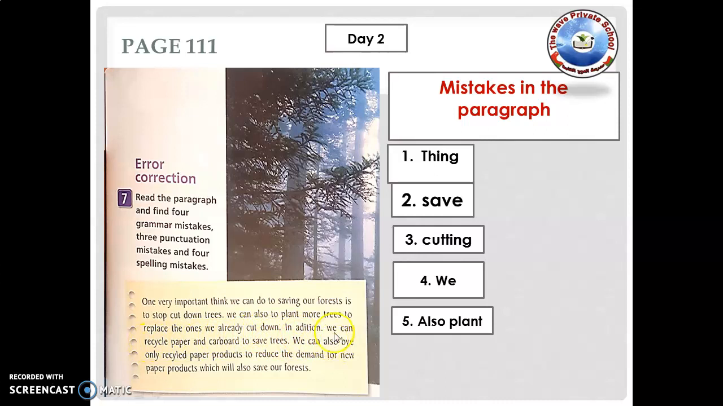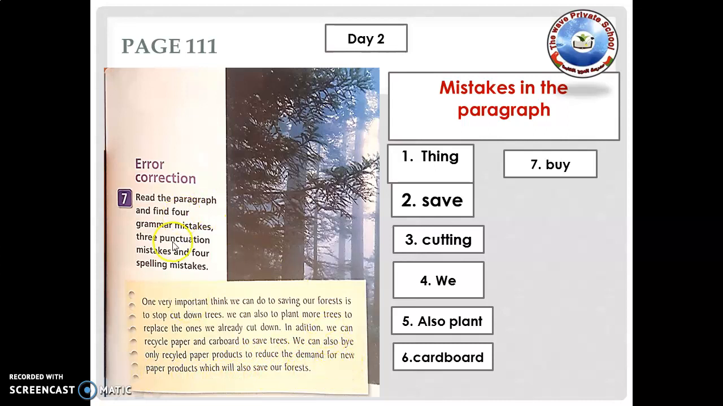In addition, the same, this is also capital in number 4. We can recycle paper and cardboard to save trees. Okay, we can also buy. Buy is goodbye. So the answer is buy. Okay, that one. So only recycled paper products to reduce the demand for new paper products, which will also save our planets.